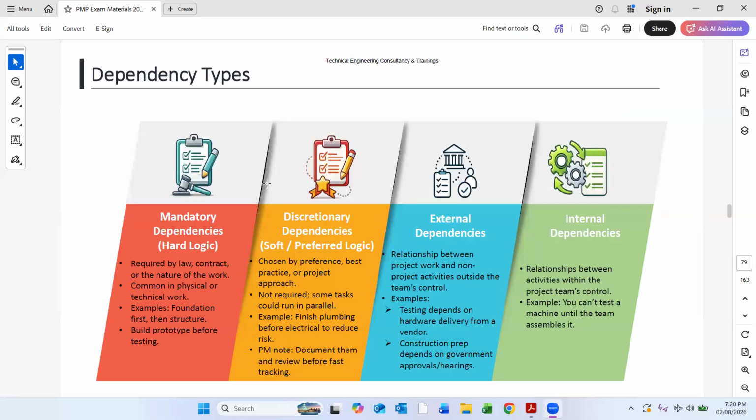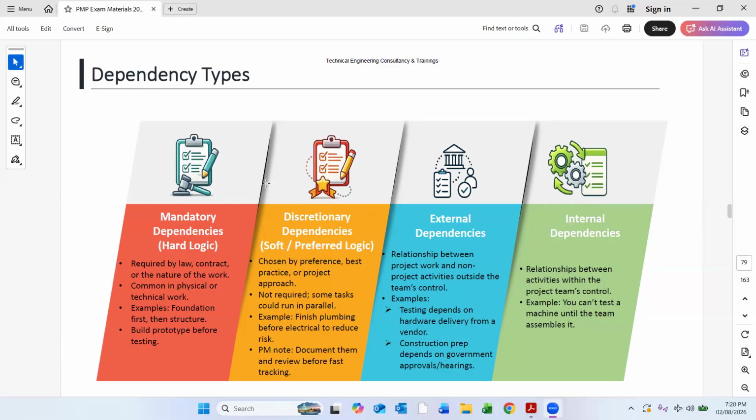And dependency types, like we have different hard logic, soft logic, external dependencies, and internal dependencies. What is the difference between hard logic and soft logic? Hard logic means required by law, contract, or nature of the work. Common in physical and technical work. Example: foundation first, then structure, build prototype before testing. So these are all examples of mandatory dependencies, like the hard logic, required by law or by nature of work.